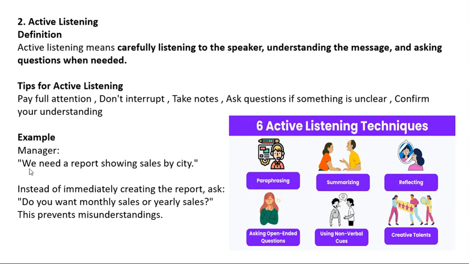For example, a manager says, we need reports showing sales by city. Instead of immediately creating a report, ask, do you want monthly sales or yearly sales? This prevents misunderstandings. And six active listening techniques: first is paraphrasing, second is summarizing, third is reflecting, fourth is asking open-ended questions, fifth is using non-verbal cues, and last is a creative talent.